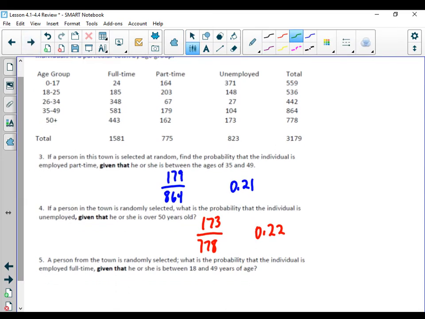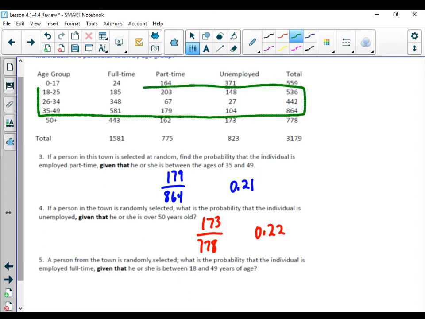Well, then the last one for this data. A person from a town is randomly selected. What's the probability the individual is employed full-time, given that he or she is between 18 to 49? Well, what that means is I'm looking at this entire set of data now, because that would be the group from 18 to 49. In that data set, I'm going to focus on the employed full-time. So I'm going to focus on this column.